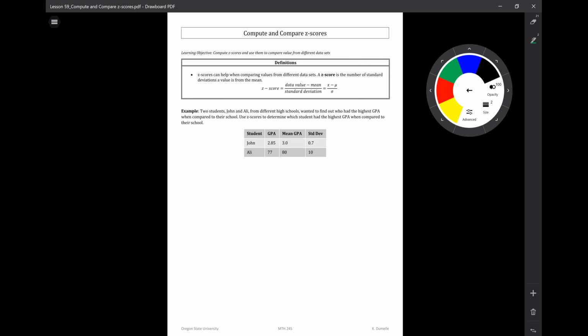All right, so on Wednesday we talked about something called a z-score, which helps us to compare data to the mean based on the standard deviation of a data set. But what if we have two different data sets with completely different ways of measuring data and we want to compare them? Well, z-scores can help with that. Z-scores can help when comparing values from different data sets.